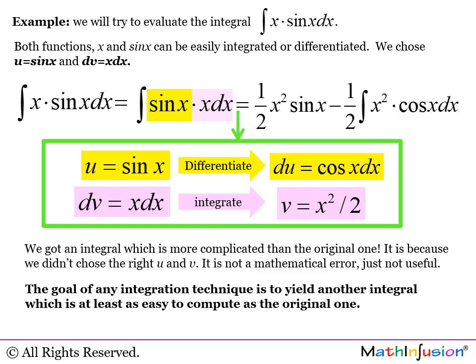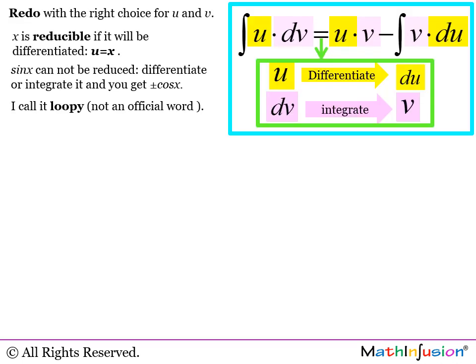So in this case, we are getting an integral of x to the power of 2 cosine x dx. This integral is much worse than the original, the integral of x sine x dx. So we are going to change our minds and we are going to take u and dv differently. So now we are going to redo it nicely.